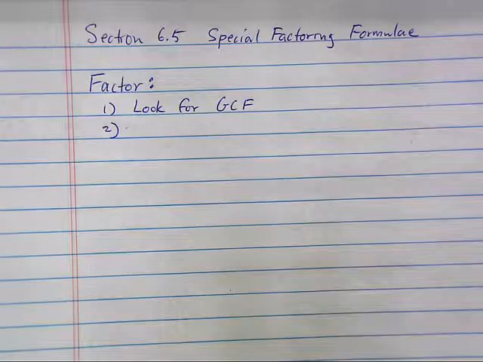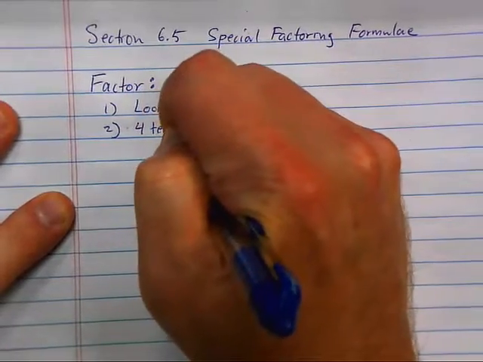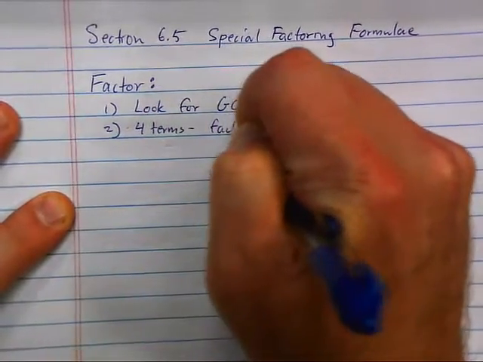What do you do after you deal with your GCF? You count how many pieces there are. And what do you do if you see 4 pieces, 4 terms? Factor by grouping.